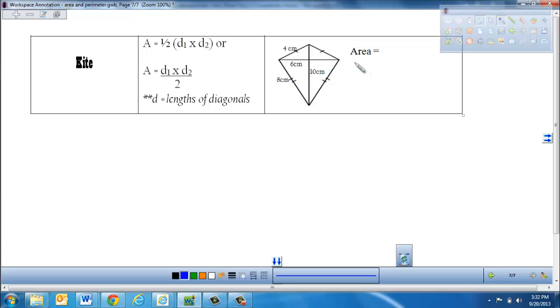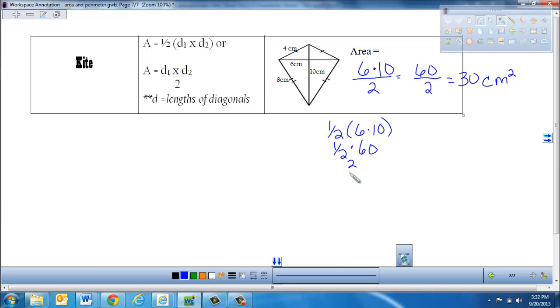So what I'm going to do on this one is 6 times 10 divided by 2. I have to do everything on the top first. So 6 times 10 is 60, and 60 divided by 2 is 30. So the area of this kite would be 30 centimeters square. If I wanted to do the 1/2, I would have done 1/2 times 6 times 10, and I would have had the same thing. 1/2 of 60 is 30 centimeters square.